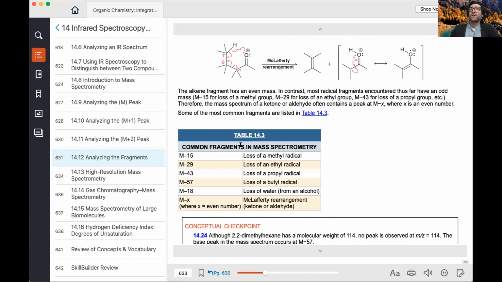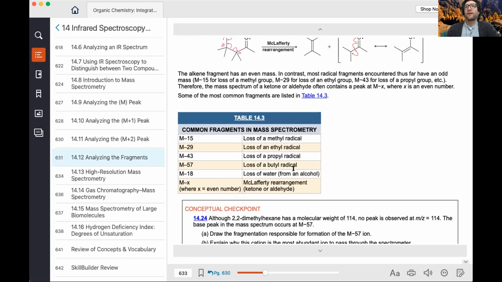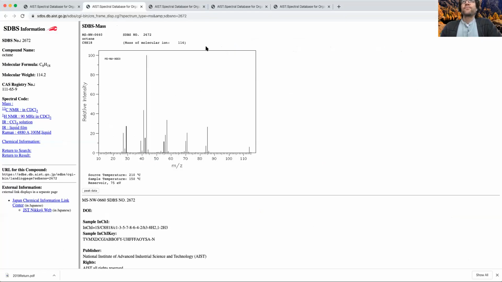Here in table 14.3 is a nice example of common fragments that we see in mass spectrometry. This is probably the best thing to look at if you want to learn more about how to interpret the mass spectra up to now. And also, this is the type of stuff I will expect you to know on a test. One thing that I will do before we stop this session is go through with you some actual real world data.